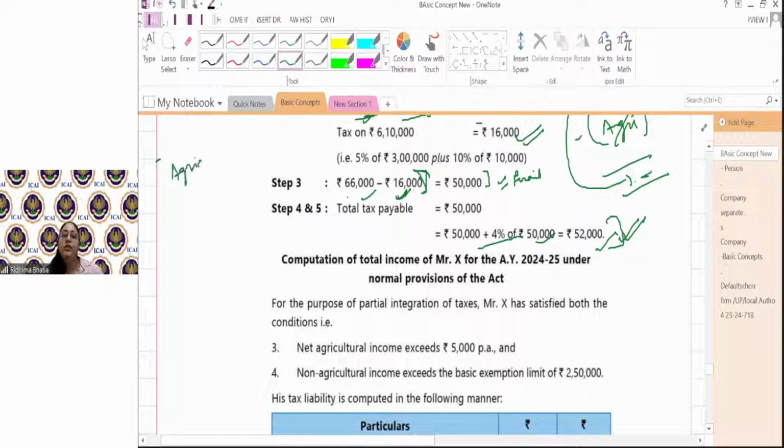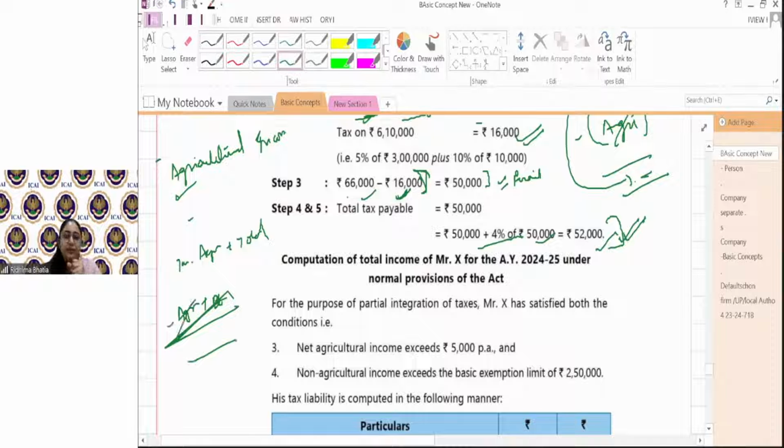The moment there is agricultural income in a question, you know it's a concept of partial integration, if the assessee is an individual, HUF, AOP, or BOI, and agricultural income is more than 5,000, and your non-agricultural income is more than the basic exemption limit. If that is the case, you have to calculate tax on agri plus total income. You have to calculate tax on agri plus basic exemption limit. Minus this, you will come to tax on your total income.